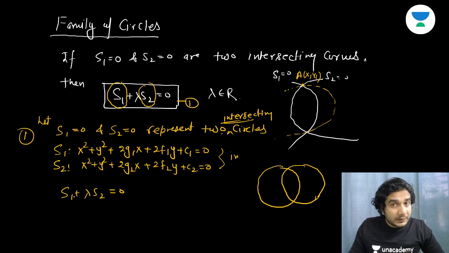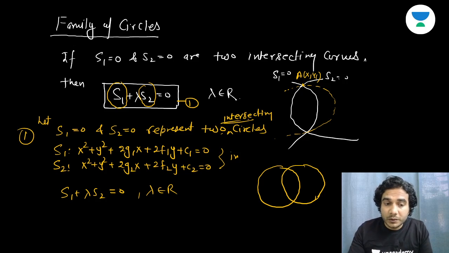Then what will this new curve S1 plus lambda S2 represent? Lambda is a parameter, so you can take lambda equal to 1, lambda equal to 2, lambda equal to half, lambda equal to -1, lambda equal to 0 also. If you take 0, it will become S1 only. So this represents a family of curves passing through points, say A and B are the points of intersection. So this will represent all the curves passing through A and B.